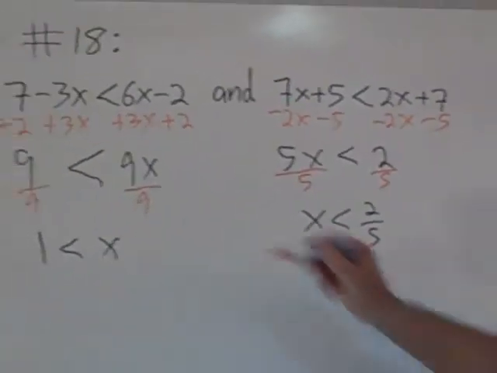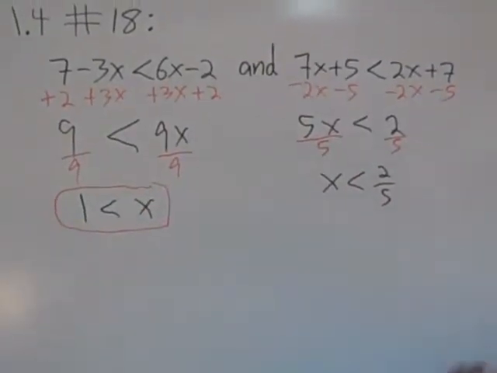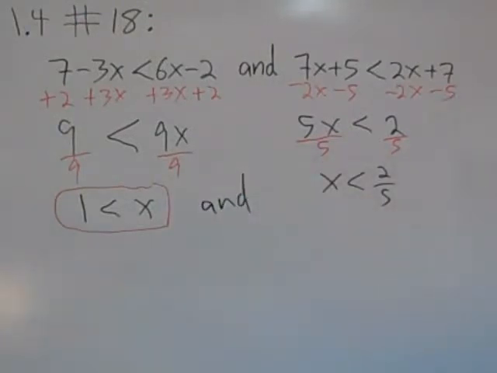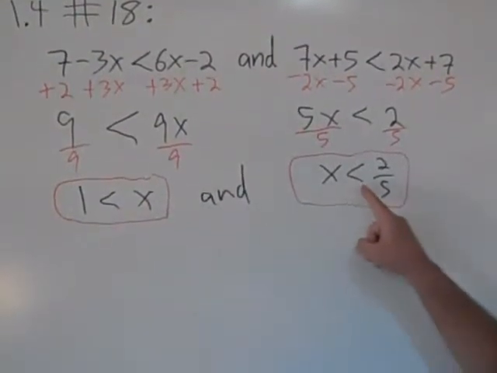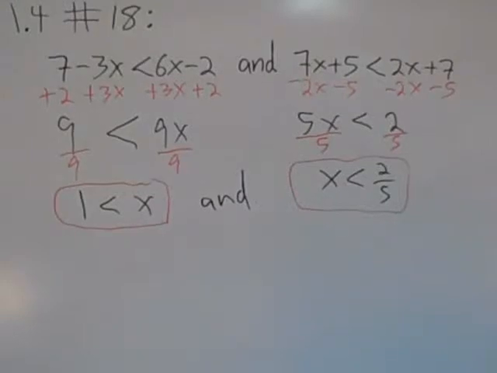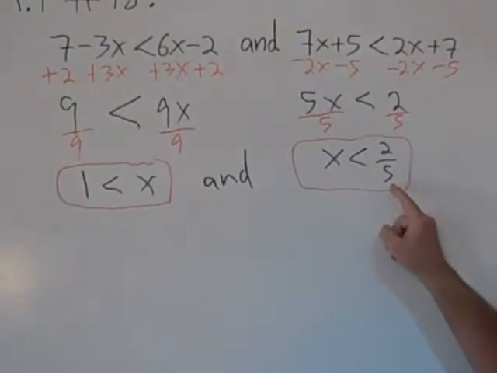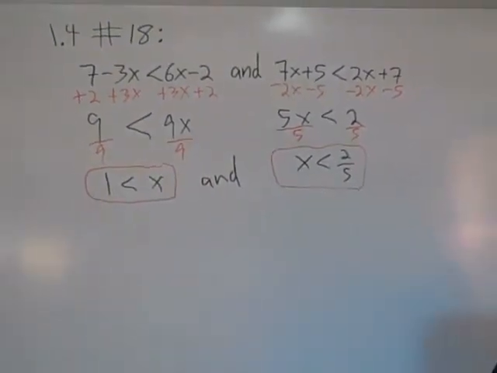Now let's see what we've got. The solution to the first linear inequality was x is bigger than 1. And now we're interested in that and x being smaller than 2/5. Can you see we have a problem? Houston. Because x can't be bigger than 1 and smaller than 1 at the same time. 2/5 is smaller than 1. If x is smaller than something that's smaller than 1, x is smaller than 1. So this is impossible. There is no solution to this.